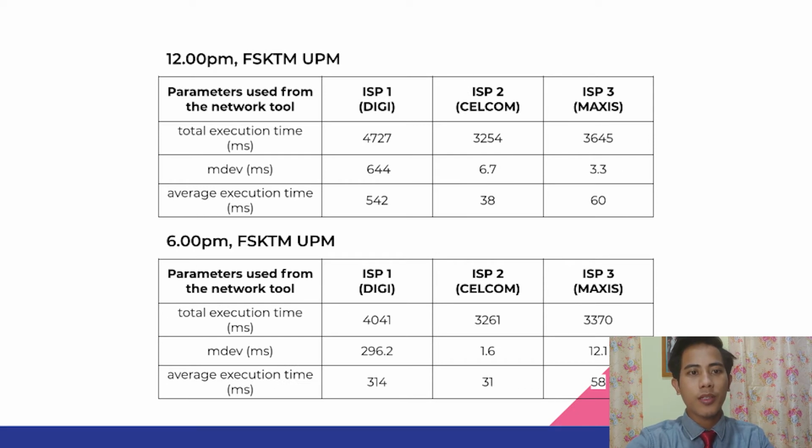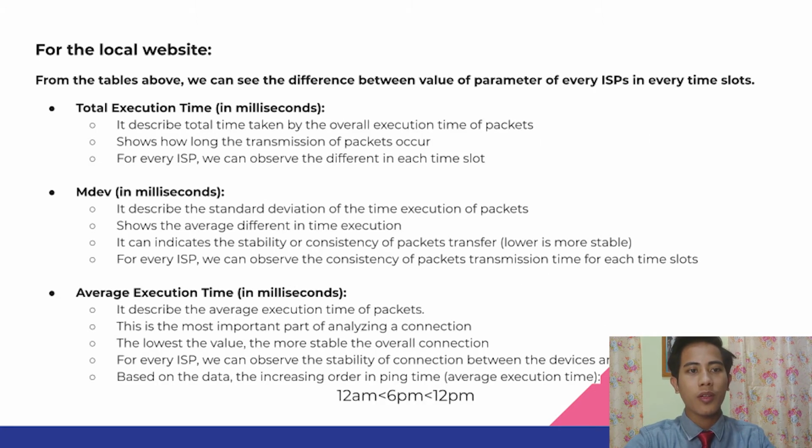You can see the time slot for 12 PM and also the 6 PM time slot. For the 12 PM time slot, you can see the value here. For this value, we can see the highest value that we get compared to the previous one, the 12 AM. So we move to the 6 PM time slot. You can see the value right here is lower than the 12 PM above. So you can see the difference between each time slot. So we move to the next slide.